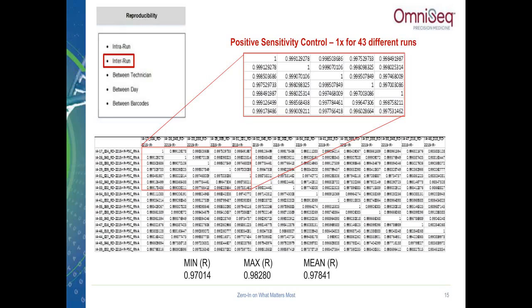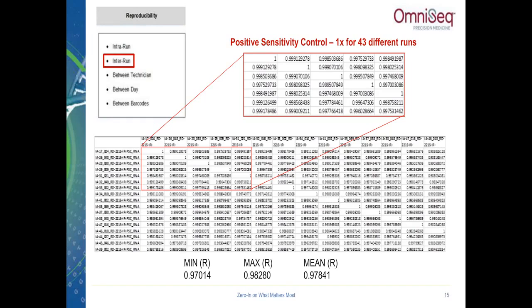So we tested several cell lines. We always take the cell lines and turn them into a pelletized form and then take them through a processor and treat them just like any other FFPE samples. And as you can see, this is the cell line that we eventually chose as our positive sensitivity control. We ran it for 43 different runs, and the correlation across all the different runs was just outstanding.